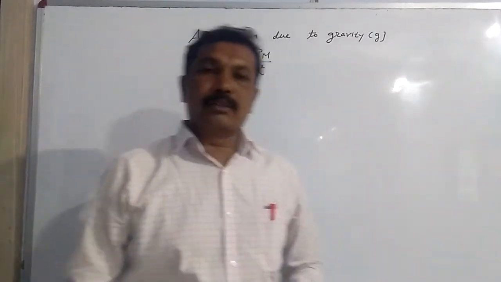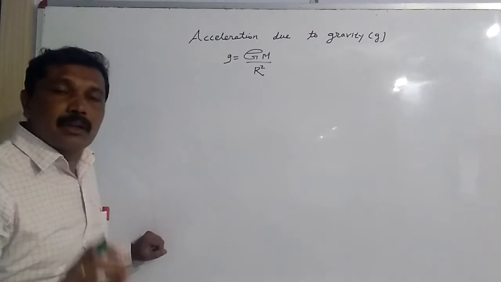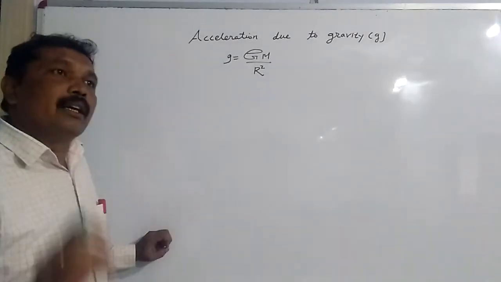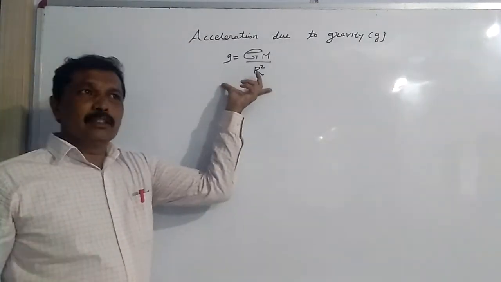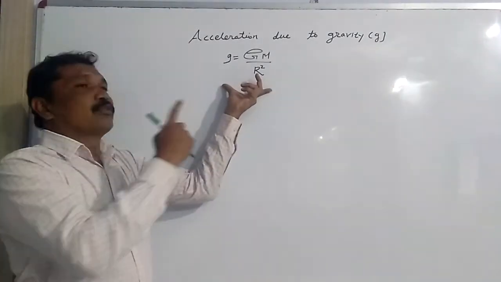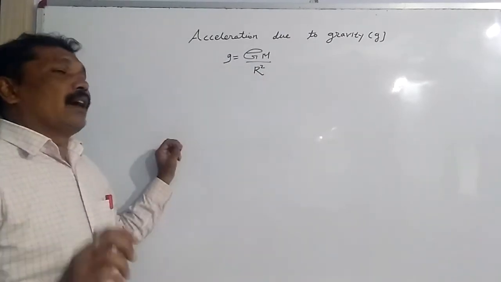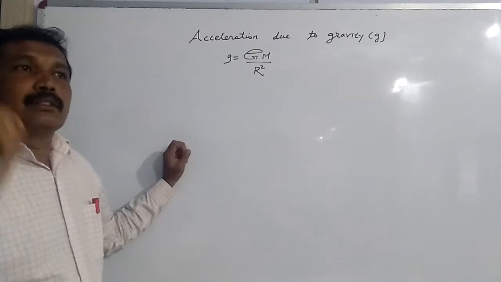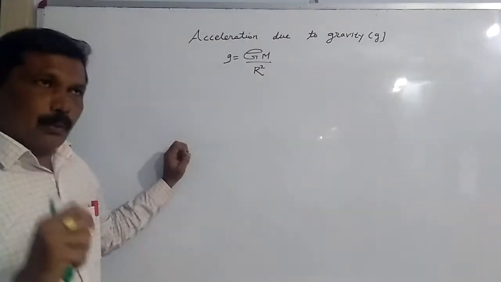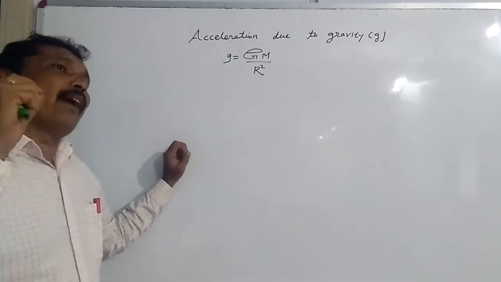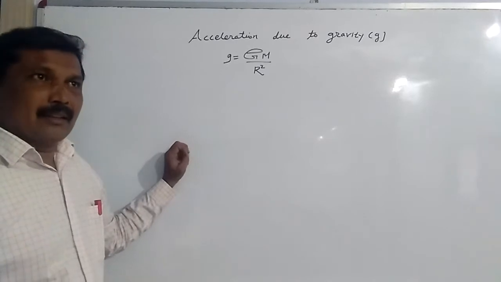So, my dear students, in the previous class we derived the mathematical expression of acceleration due to gravity. In this process we cancelled small m, and therefore in this formula you will see that small m is missing. It means that acceleration due to gravity does not depend upon the mass of the body which is falling down. Then what are the factors upon which acceleration due to gravity depends?